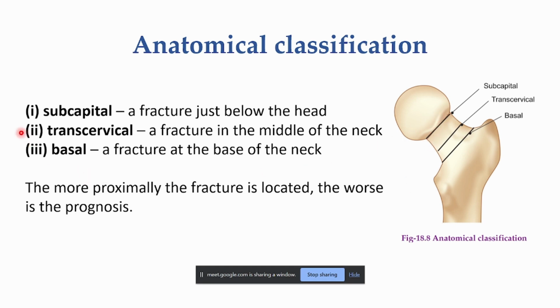Then second is the transcervical fracture, the fracture in the middle of the neck. So this portion from here to here is the neck, and the fracture in the middle of the neck is called the transcervical fracture. Then third is the basal fracture, a fracture at the base of the neck. As you can see, this is the base of the neck, and when the fracture occurs at this level, it is called basal fracture. The more proximally the fracture is located, the worse is the prognosis.